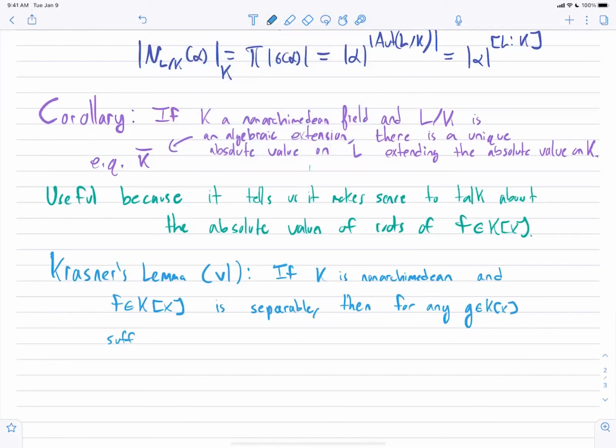sufficiently close, meaning all of the coefficients are sufficiently close. So there's some small neighborhood of the coefficients, where all the coefficients of G are in that neighborhood. So this is the topology of the coefficients.